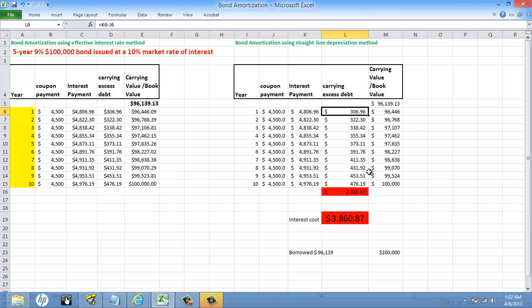At the end of year 10, you pay this, and this goes off the book value because you have retired this debt. So this 96,000 was your debt at the beginning, and at year one, this is your debt. You retire this debt, and this is your interest expense that goes on the income statement.